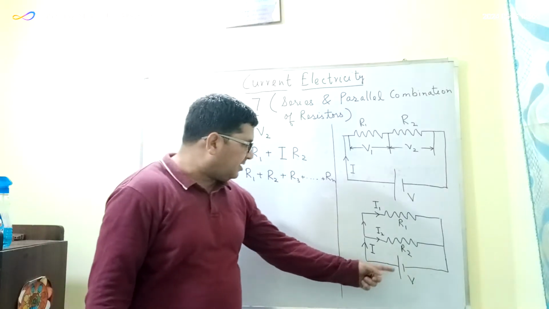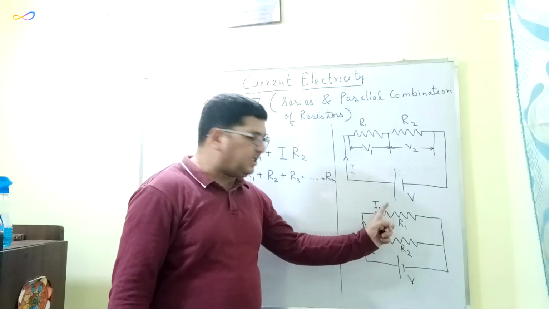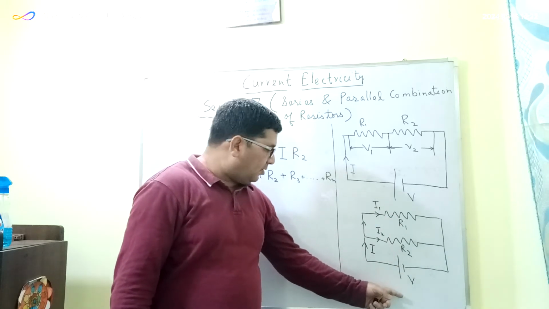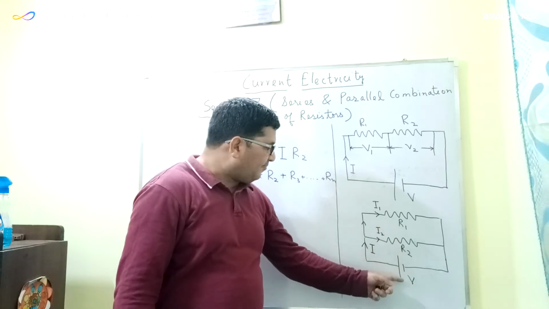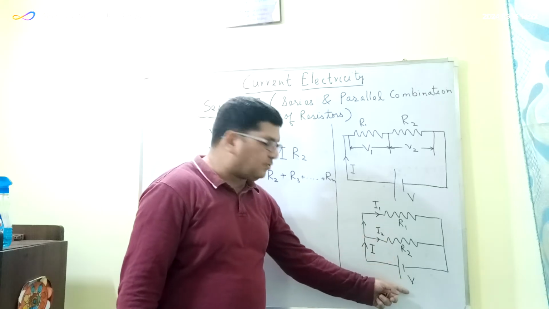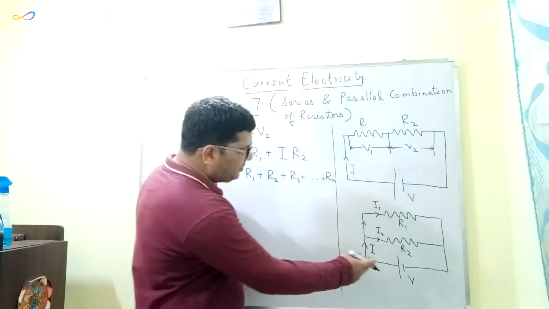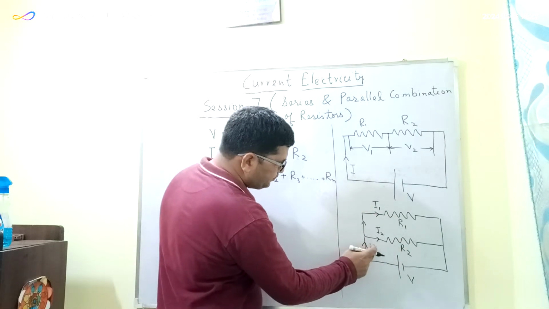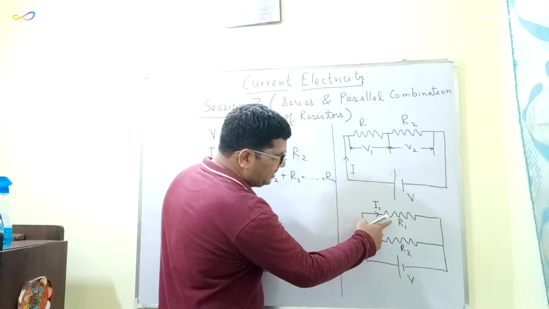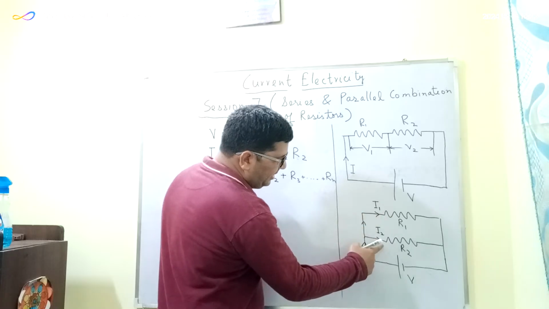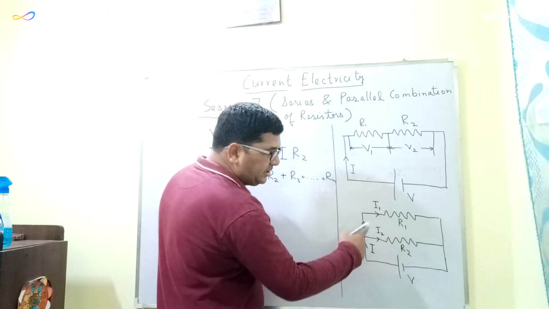So in the parallel combination, the potential difference across each resistor is the same. Here R1 and R2 are connected in parallel, and this combination is connected to the external voltage source. So the current flowing in resistance R1 is I1, the current in resistance R2 is I2, and the total current which is flowing in the circuit is I.